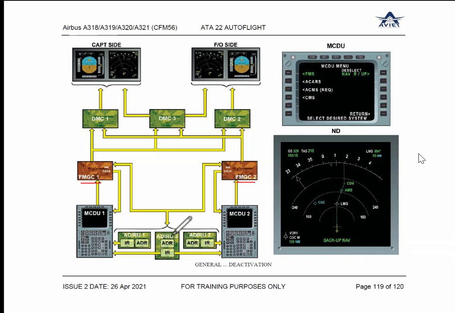MCDU will work with the ADIRS information because your angle of attack, speed, altitude, everything is coming from the ADIRS, right? And the pilot will select the backup navigation mode from the MCDU. Once it is selected, your ND will show you backup navigation mode. So your flight plan is available, but there is no automatic operation. This is manual operation. So you know where you have to go, but how to go, that you have to decide. Clear, sir?